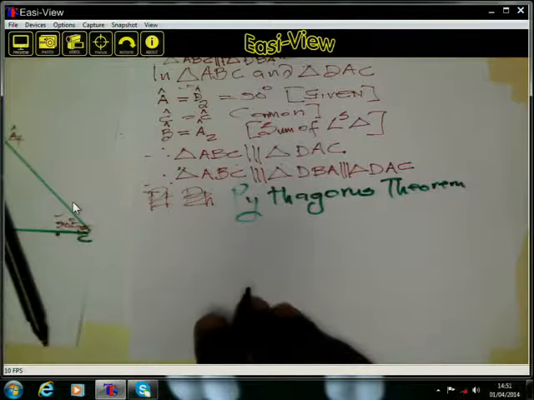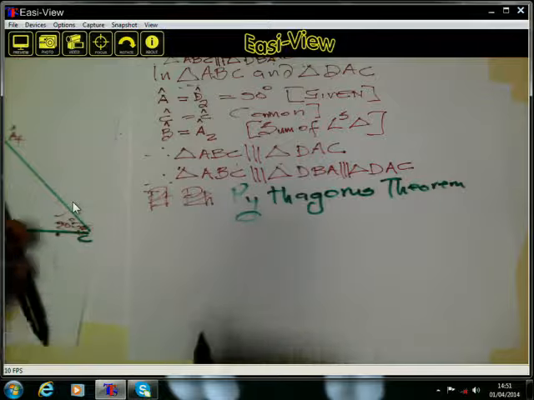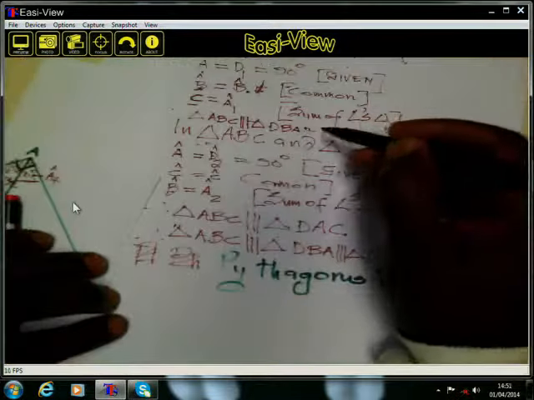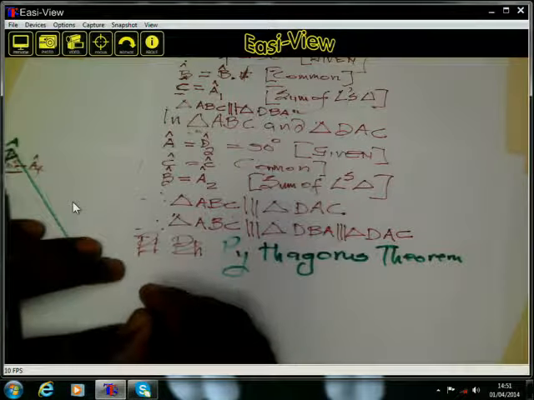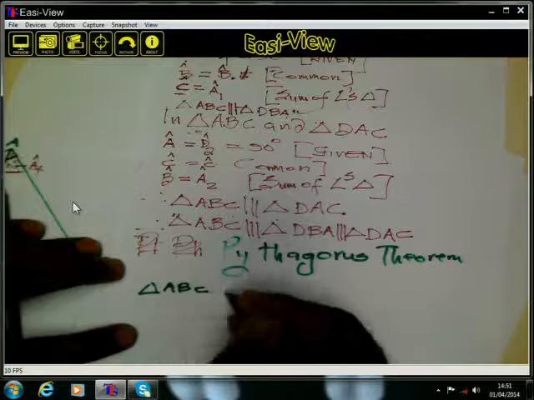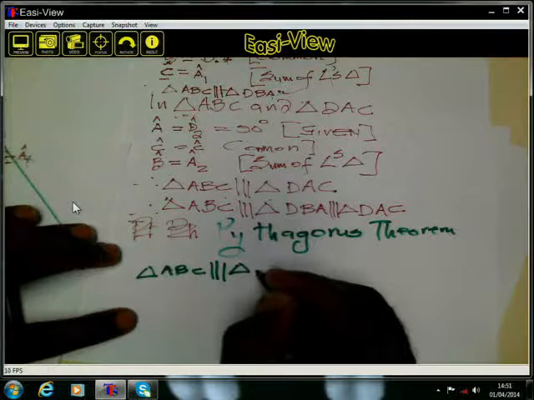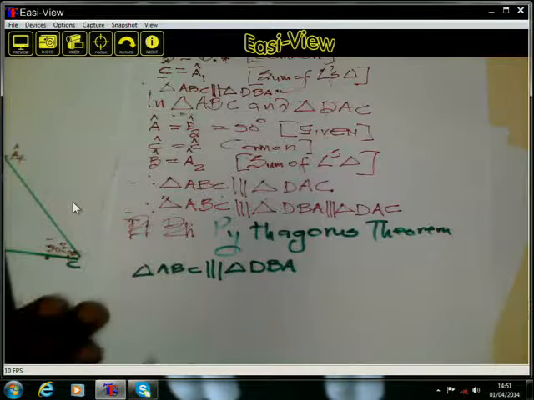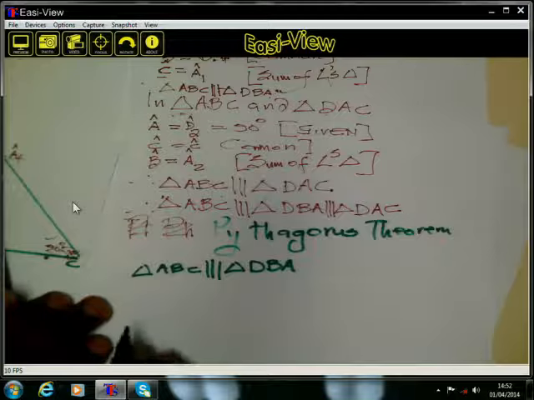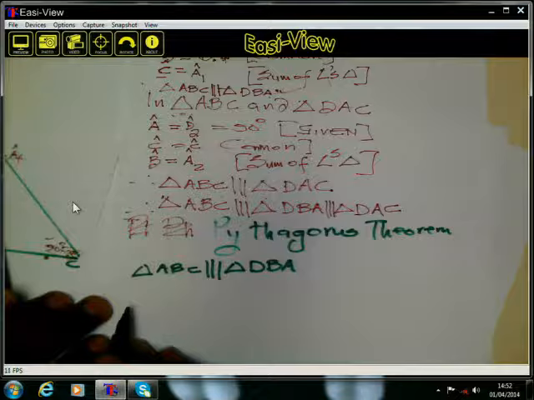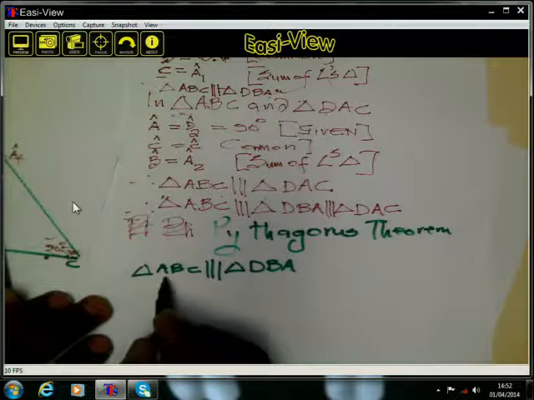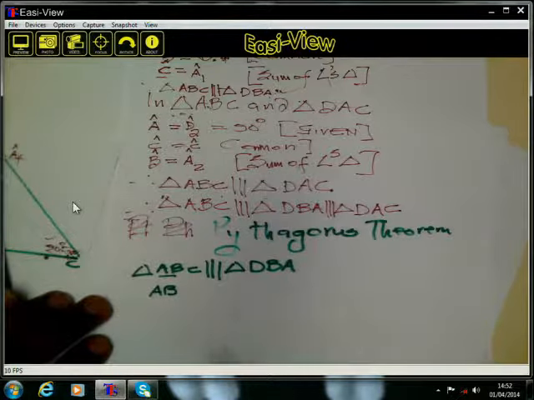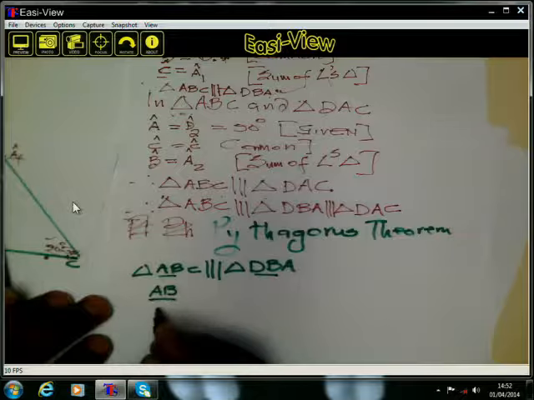Now, learners can ask, why do you say this? I want us to go back to our first conclusion, the first conclusion of the first two triangles, which read as triangle ABC being similar to triangle DBA. From that, we can come up with this to say, if I look at side AB, let's look at side AB over side DB.